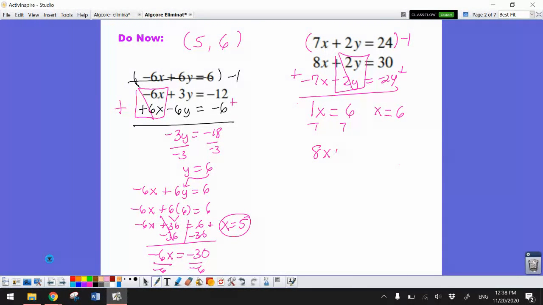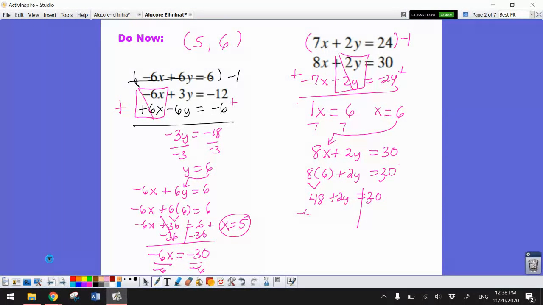And I'm going to go ahead and pick the second one this time, just because I like the number 30. And x is going to go in for the x. There's my 6. And I'm going to evaluate. 8 times 6, that's 48. Plus 2y equals 30.